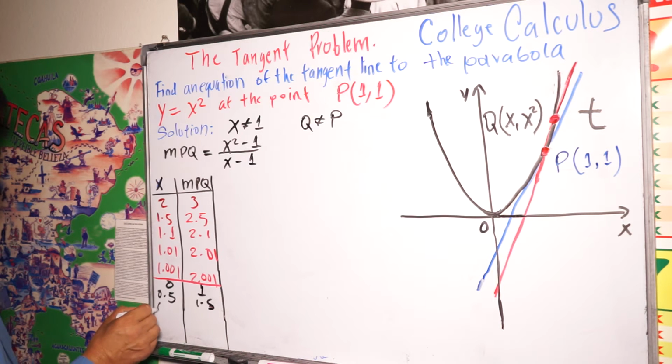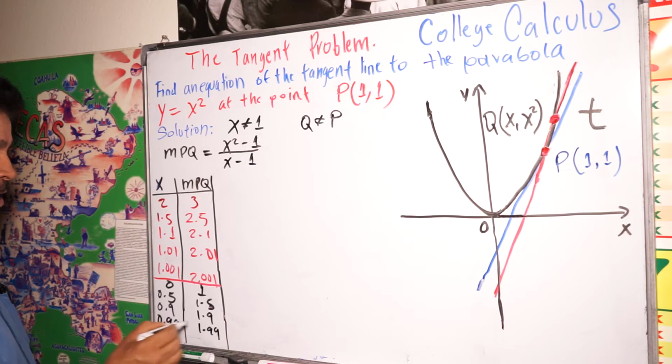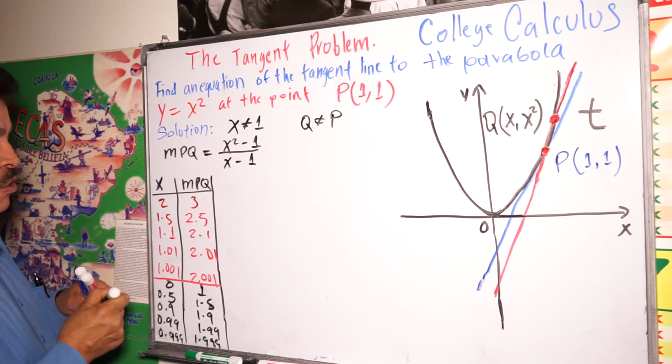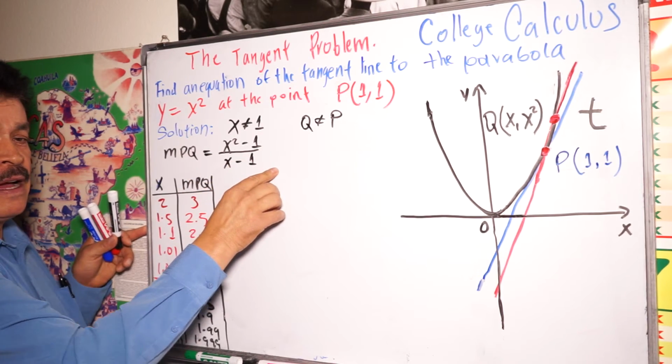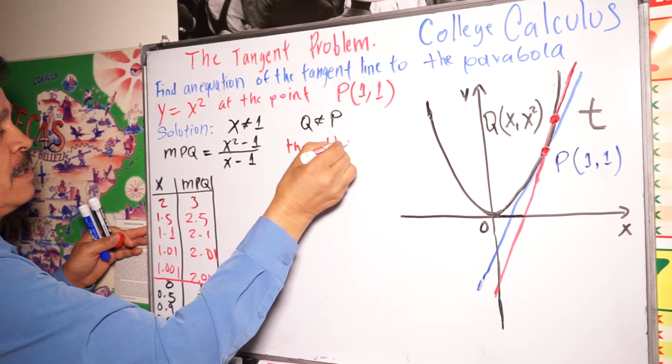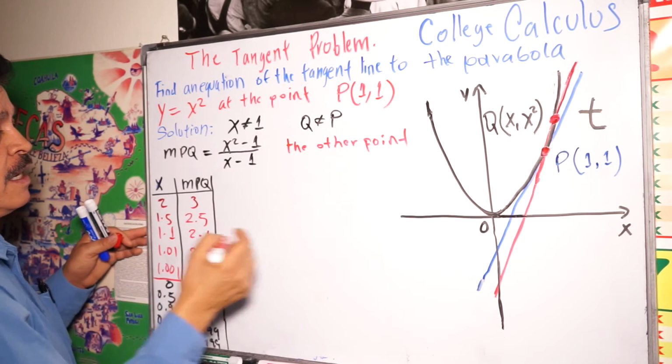You choose 0.9, which gives 1.9 right here. You choose 0.9091, and 1.9091. You choose 0.999, which gives 1.999. Okay, I think it's enough. So you use this little table to help find the other point.